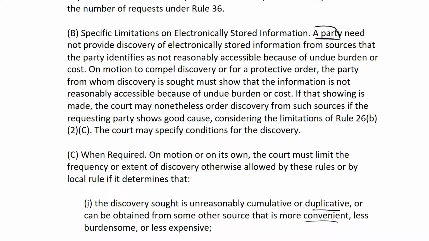A party, and here that means the responding party, need not provide discovery of ESI from sources that party identifies as not reasonably accessible because of undue burden or cost, okay? Not reasonably accessible doesn't mean we can't get it. It just means undue burden and cost in getting it, right? We can get it, but oh my goodness, it's going to be so hard and so expensive, right?